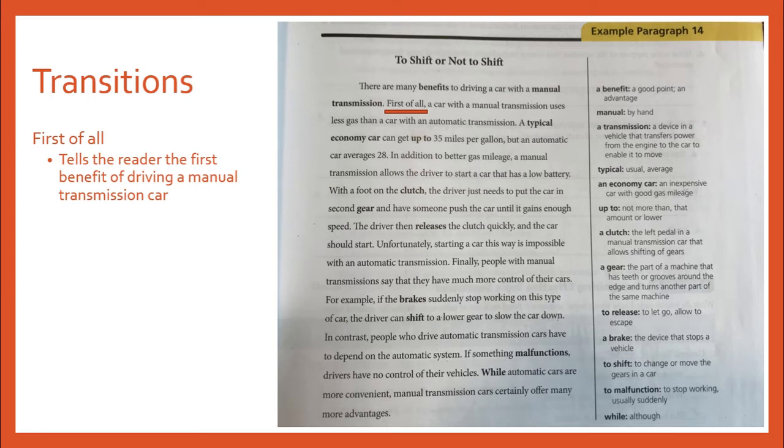Here, the transition in this sentence is "first of all," which is very similar to the examples that I gave you where it was just "first." This transition shows us that this sentence is going to talk about the first benefit of driving a car with a manual transmission. And without that transition, it may not be as clear that that is the purpose of this sentence. A typical economy car can get up to 35 miles per gallon, but an automatic car averages 28.